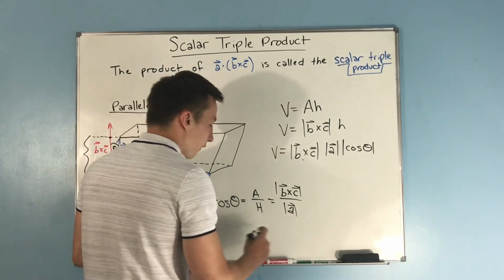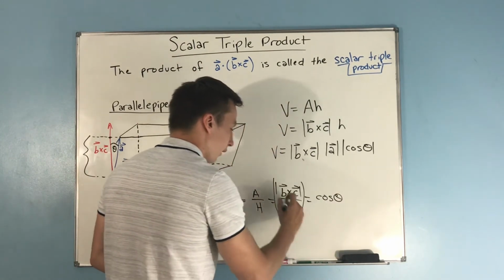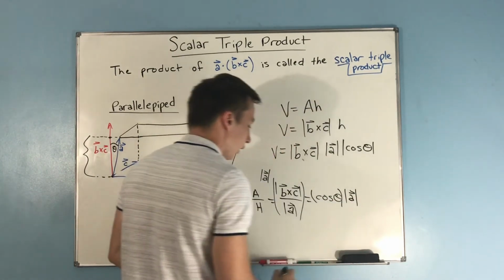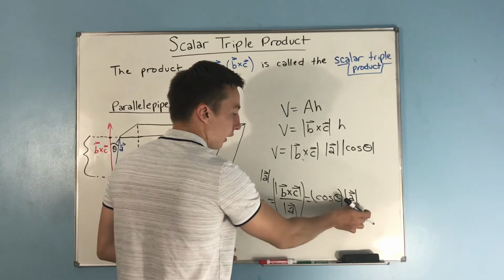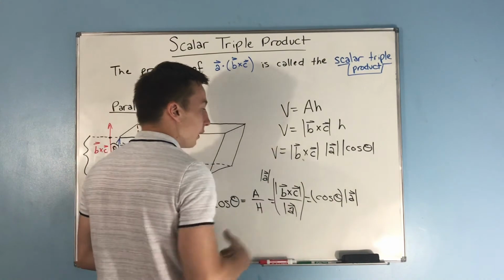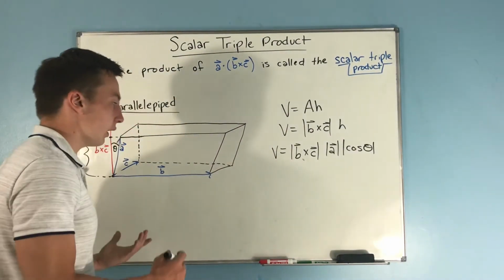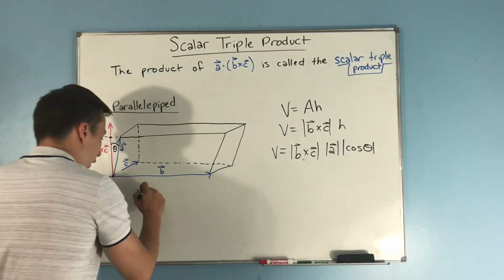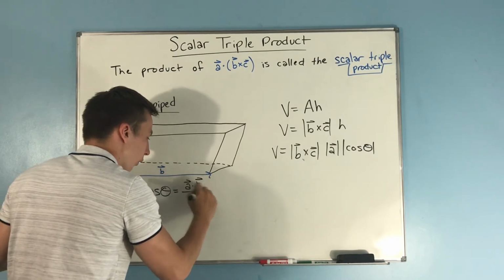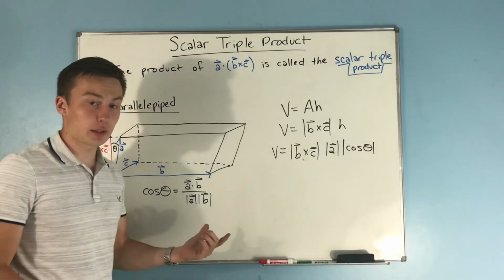And so if this is equal to cosine theta, then if we multiply by the magnitude of A on both sides, you can see that we get cosine theta times the magnitude of A is equal to the magnitude of B cross C, okay? Now we can simplify this down further because we know that cosine theta equals A dot B over the magnitude of A times the magnitude of B. Okay, that's something we learned when we talked about the dot product.